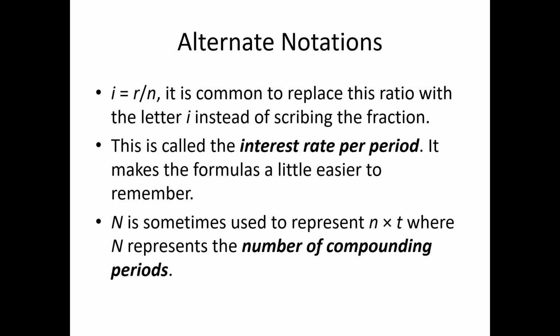Now, capital N is sometimes used to represent the number of compounding periods, and that's done by taking the number of compounding periods per year and multiplying by the number of years. So sometimes you might see a formula with a capital N in there instead of n times t, and again, it's just representing the number of compounding periods as done in the derivation in the first video.